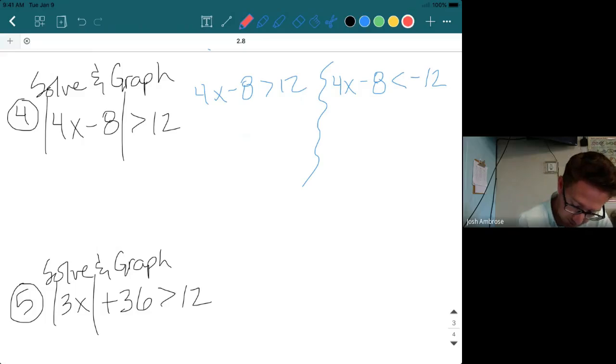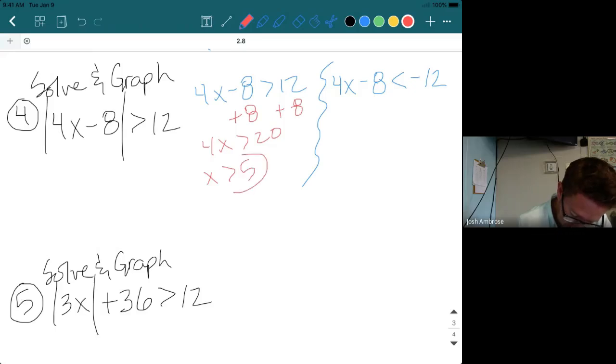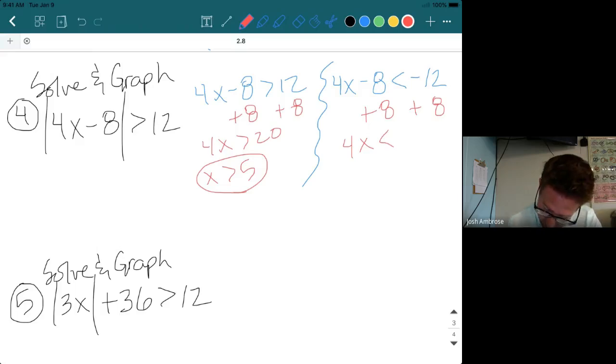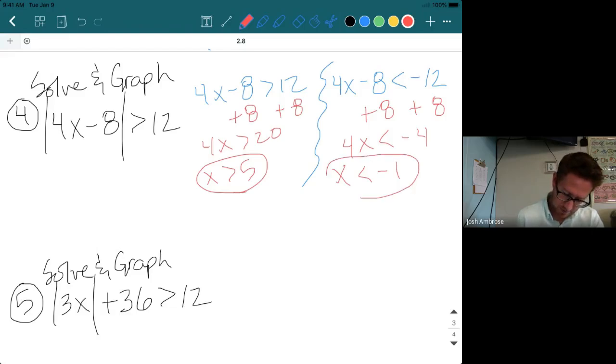All right, let's go through our steps to solve. Add 8, 4x greater than 20, x greater than 5. So that's part of it. That's the first half of my solution. Let's do the other side here. Add 8, 4x less than, let's see, what's that going to be? A negative 4. And divide both sides by 4 and get a negative 1. Okay, there's our solution there.